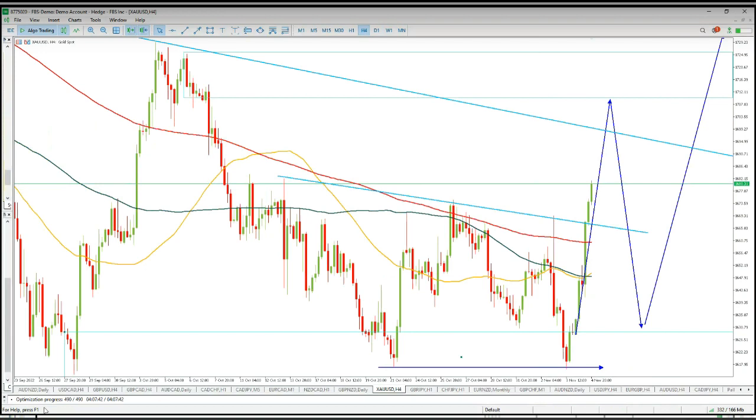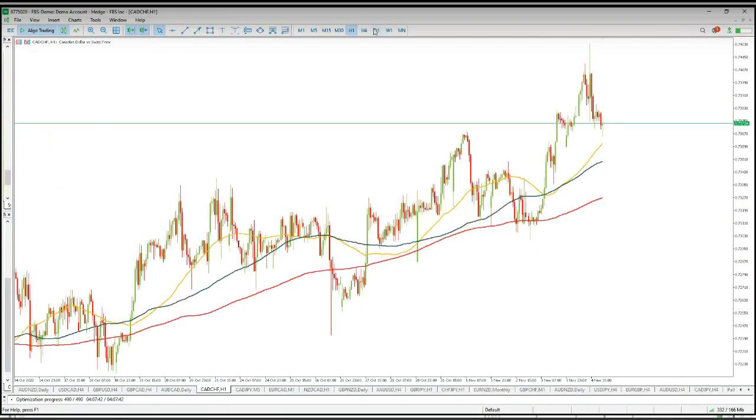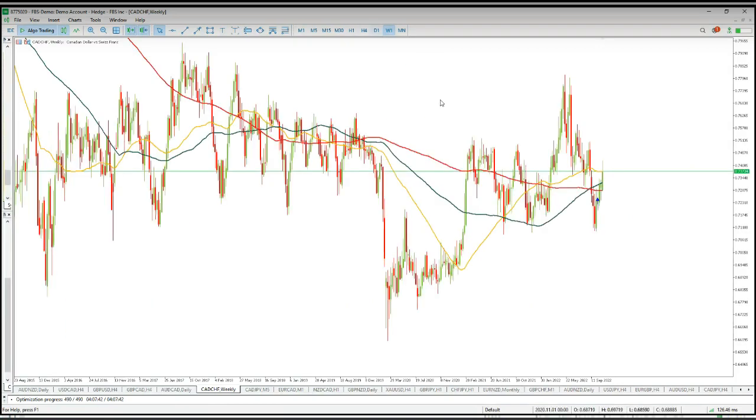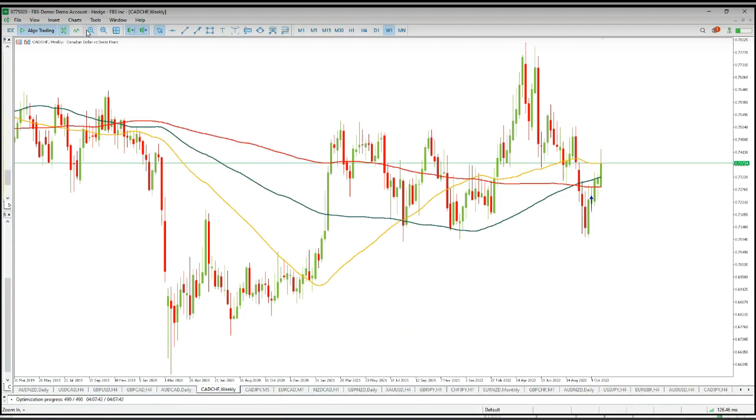The request is CAD CHF. Someone just requested CAD CHF. I must confess that CAD CHF has plagued me a little bit, and the reason was because I was judging based on just what I was seeing on the daily time frame, and I didn't really come over to the higher time frames. Sorry, let me quickly do this. I didn't really look at what was happening on the weekly. I just looked at the daily, and that was it for me.